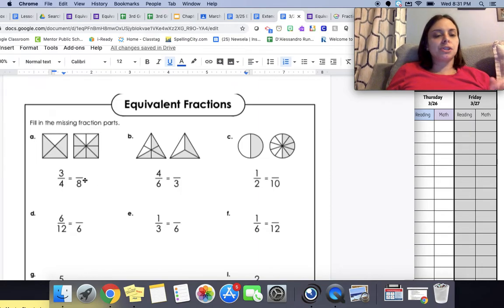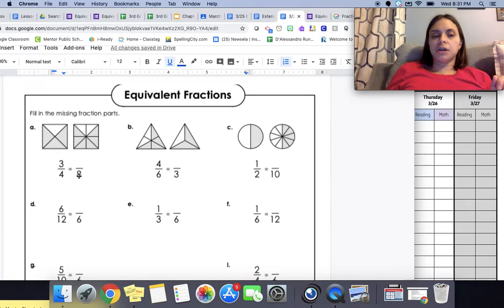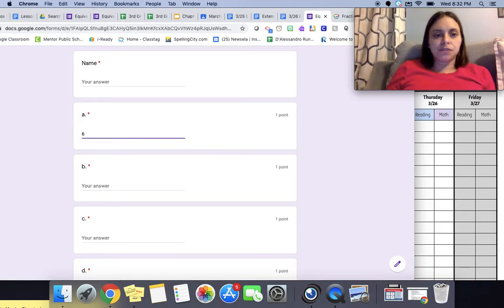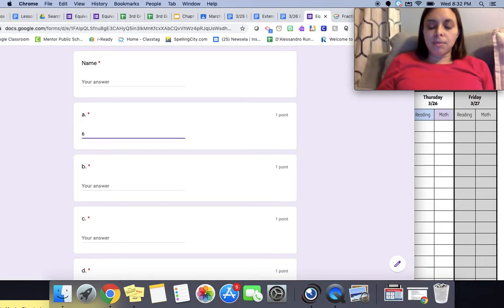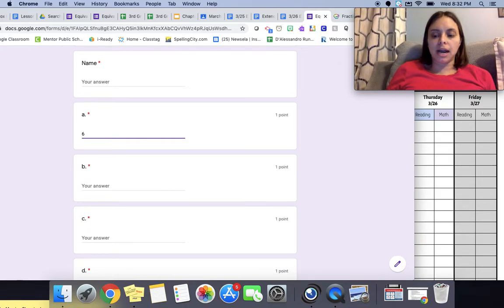Oh no, we did not actually go through problem A together. We did not. But I'll give you the answer. So problem A, the answer is 6/8 is equivalent to 3/4. So 6/8 is what I'm going to fill in on my Google form. And I'm going to do that by putting a 6 first. And then I'm going to go on my keyboard and I'm going to look for the key that has a question mark and a slash on it.